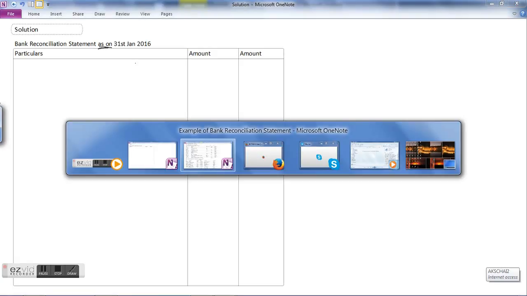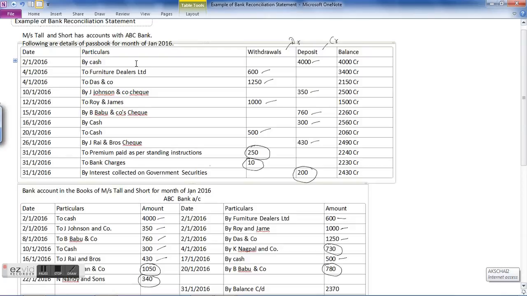Now let's see. Messrs. Tall and Short has accounts with ABC. Now what we will do is, the bank reconciliation statement is as on 31st Jan 2016. Now there are two ways of preparing a bank reconciliation statement. We can start from the passbook and move towards the books of accounts, that is the bank account in our books, or vice versa. We can start from the books of account and move towards the passbook. So we'll prepare it in both ways.